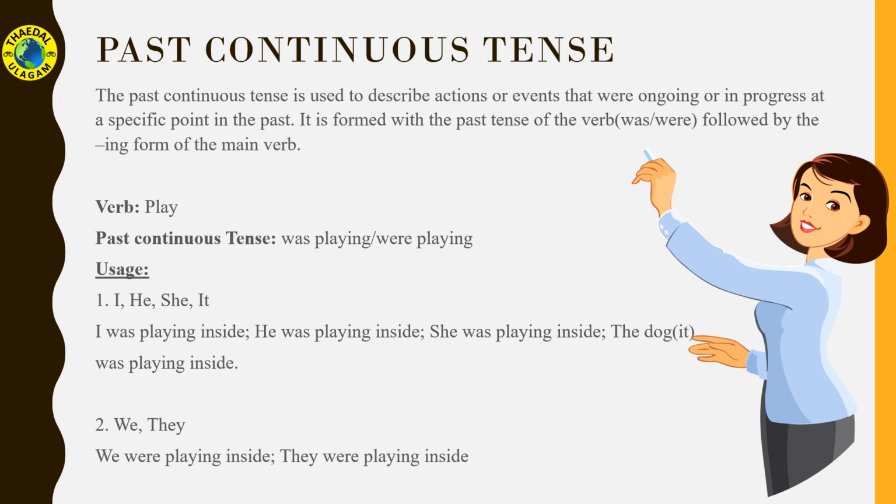I, he, she, and it use was. I was playing inside, he was playing inside, she was playing inside, the dog was playing inside, or can be written as it was playing inside. We and they use were. We were playing inside, they were playing inside.